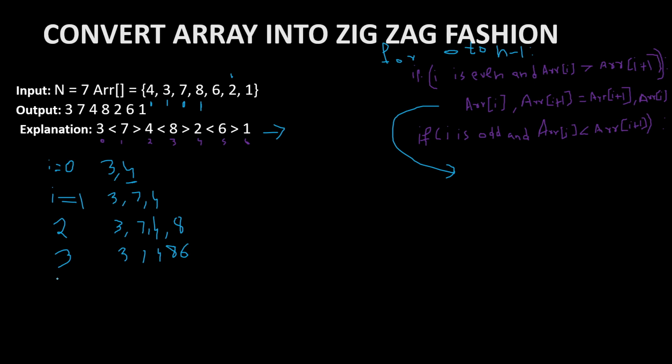Now at index 4, what will happen? Same. We move i plus 1. Now i is even, and if the current value is greater than the right side value, we swap. Because the condition has been satisfied, we are swapping the values. Now 6 is swapped with the right side value, so it will become 2 and 6.